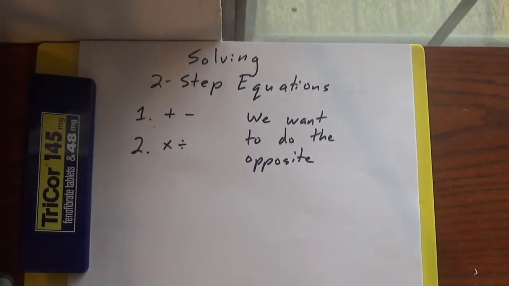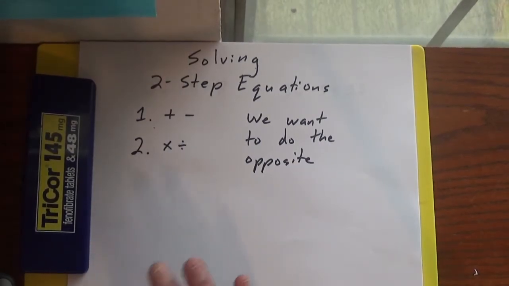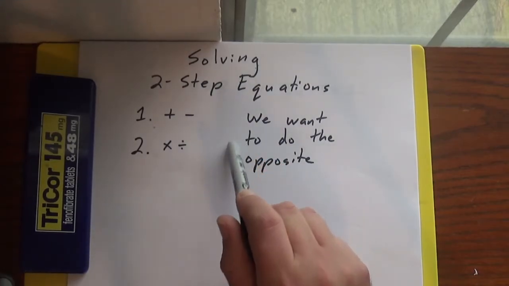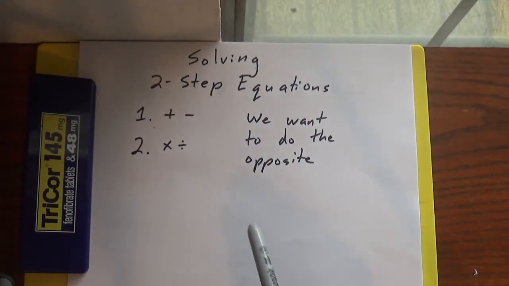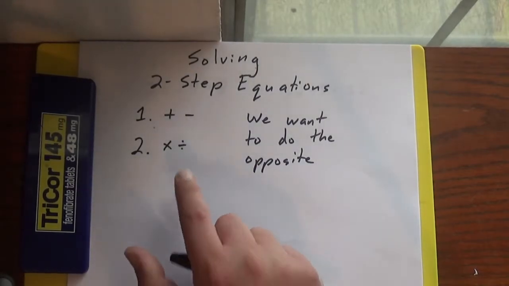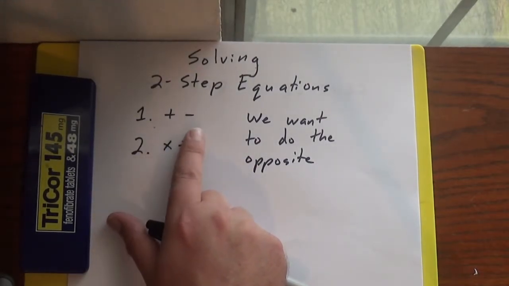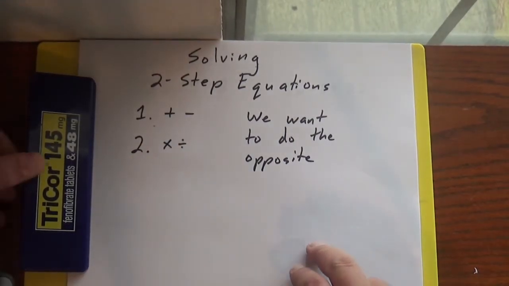Going to do solving two-step equations. They call it a two-step equation because we need to do two things in order to solve this equation. So first, keep in mind we want to do the opposite. Whatever is happening to x, we want to do the opposite. Our first step is going to be the adding and subtracting stuff. We'll do that first. Our second step, we're going to do the multiply and divide stuff.